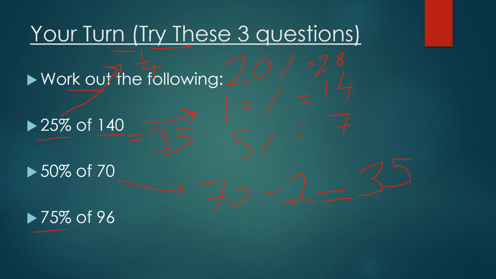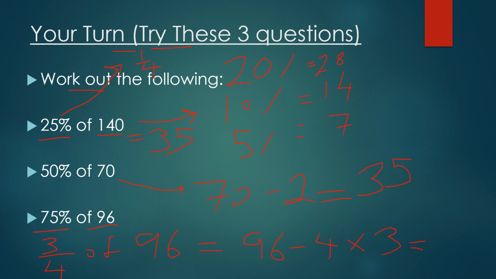And then lastly, 70% of 96. That's equal to 3/4 as a fraction. So you've got 3/4 of 96. So we're going to do 96 divided by 4 and then times it by 3. So we're going to half it and then half it again and then times it by 3. Okay, divide by the bottom and then times by the top.